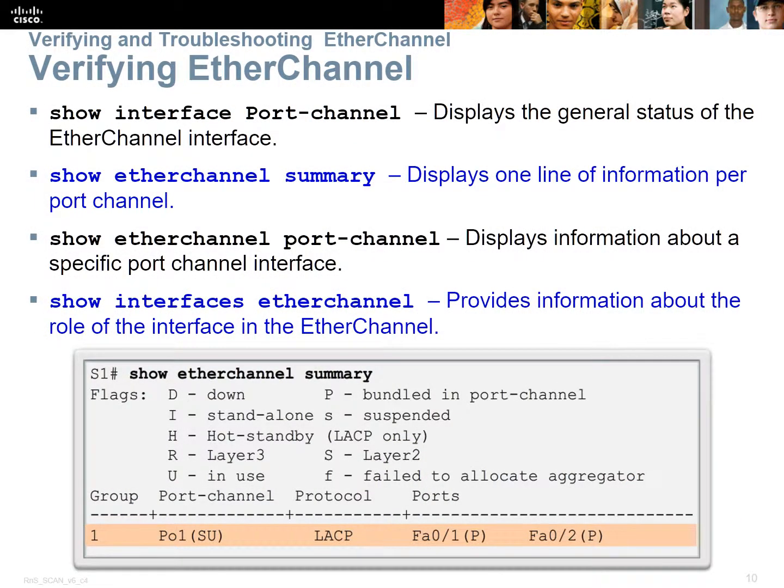Show commands: show interface port-channel, show etherchannel summary. Etherchannel summary is probably the command you'll be using the most because it gives you a nice little summary. See down the bottom here, we've got port channel 1. It is currently S and U, so therefore it is a layer 2 connection and it is in use. The protocol is LACP, and ports Fa0/1 and Fa0/2 are currently actively in use, bundled in that channel. So show etherchannel summary, very useful command for verifying your Etherchannel.